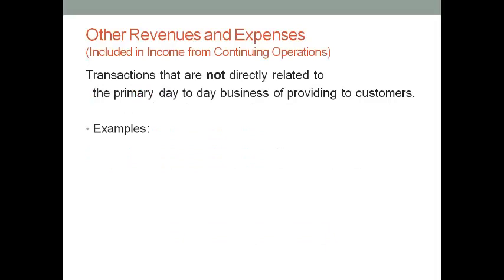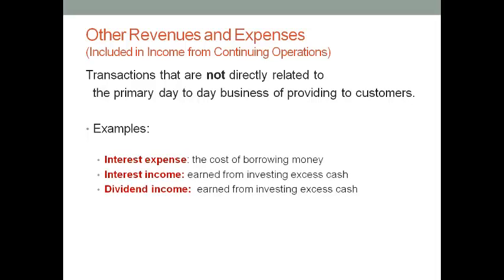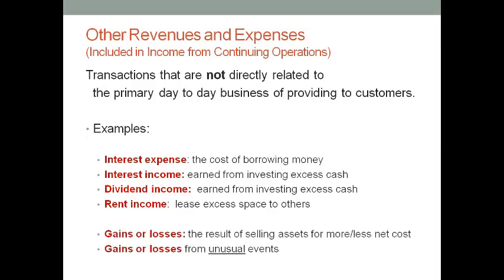Other revenues and expenses are included in income from continuing operations. They are expected to continue in the future, however, they are not directly related to doing business with customers. Examples of other revenue and expense are interest expense, which is the cost of borrowing money, earnings from letting others use excess cash, rent income from leasing excess space to others, gains or losses on the sale of assets for more or less than the net cost, as well as losses related to unusual events.